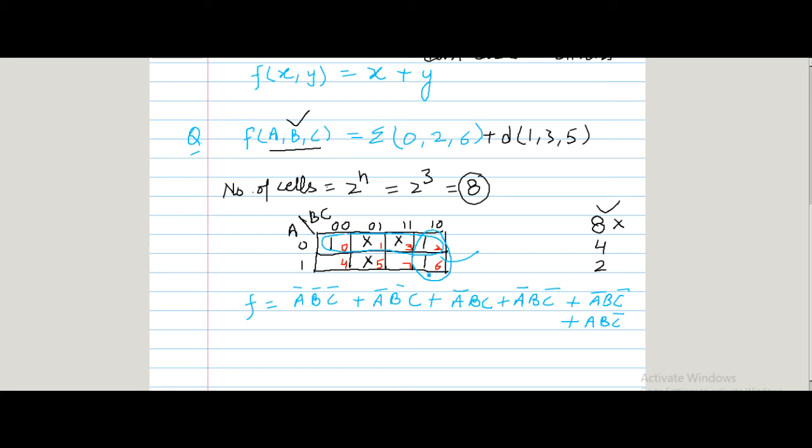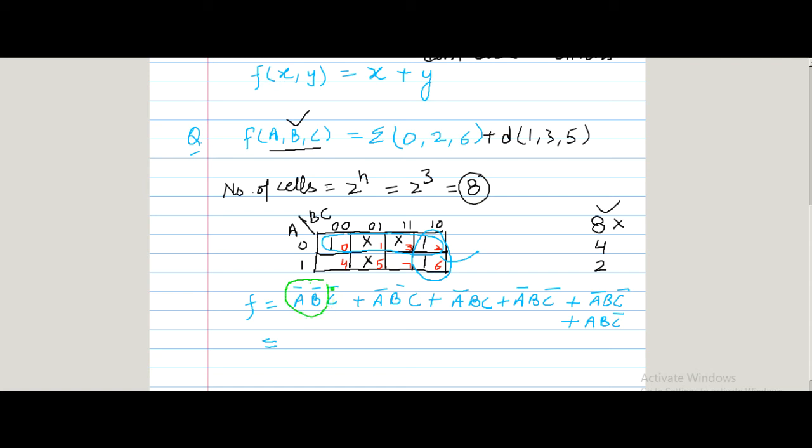Here we have A complement, B complement, C complement. The common part will be A complement and B complement. If I use a different color to explain it in a better way, this is the common part in these two, because C plus C complement will be 1, because we know the rule is X plus X complement will be 1.